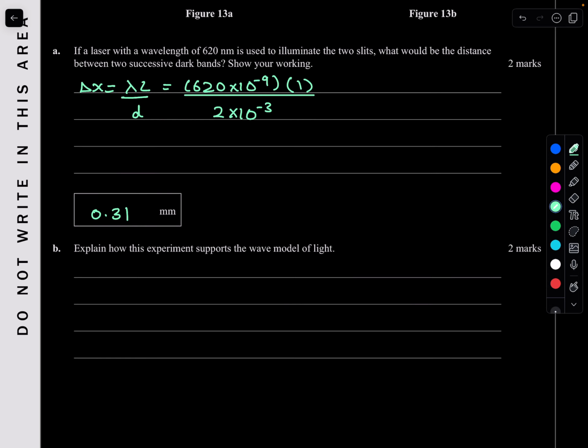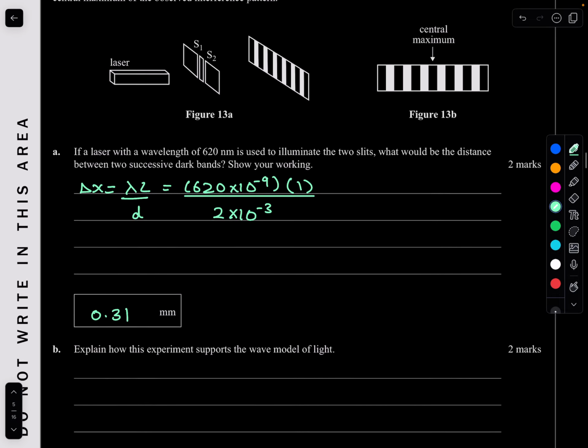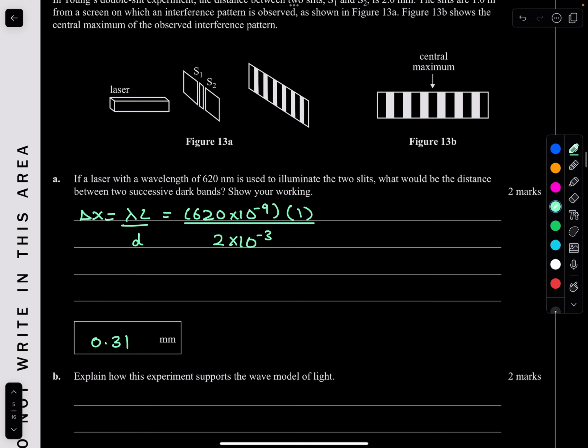Explain how this experiment supports the wave model of light. Beautiful. What an easy question. Now, to explain what's happening here, all you need to explain is this. This here is an interference pattern. And so interference is basically a wave phenomenon. That's it. But you need a little bit more detail.